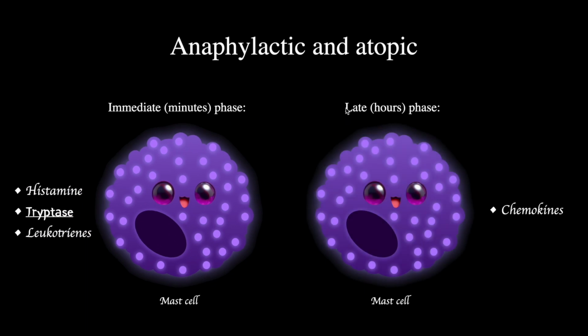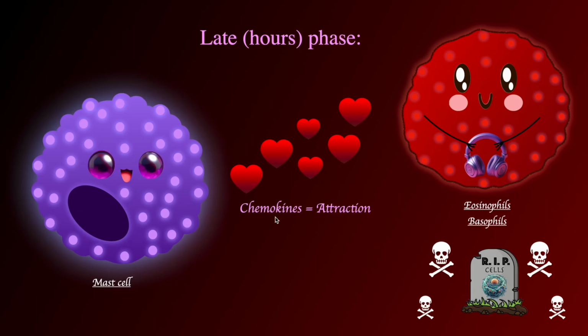So right now let's talk about the late phase, which will occur once again hours after second exposure with the allergen. During the late phase, mast cell will release a chemokines that will attract inflammatory cells, for example, eosinophils and basophils. Please keep in mind, very important, eosinophils, basophils, and mast cells. So that will cause an inflammation and tissue damage. It can damage the invading cells and host cells.